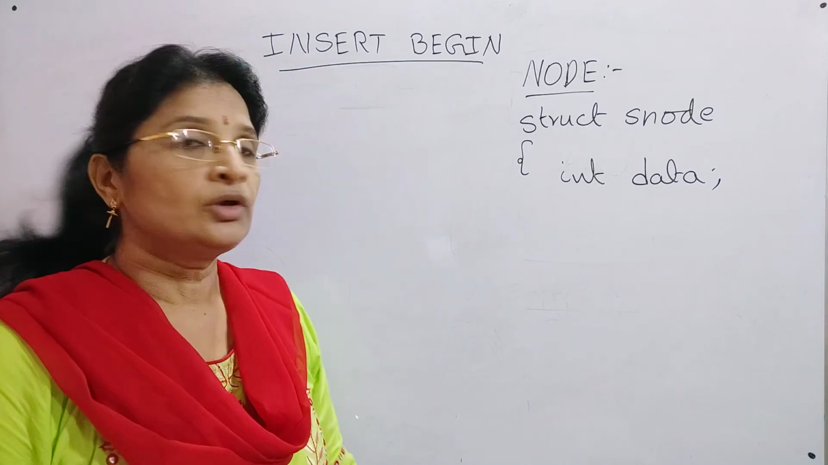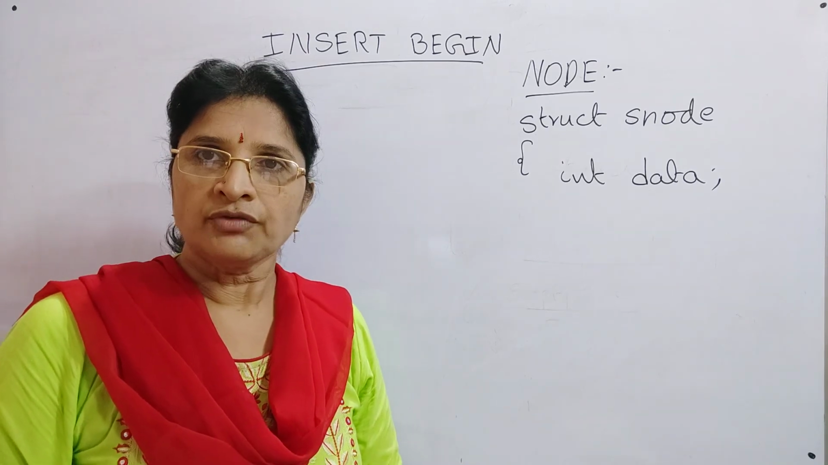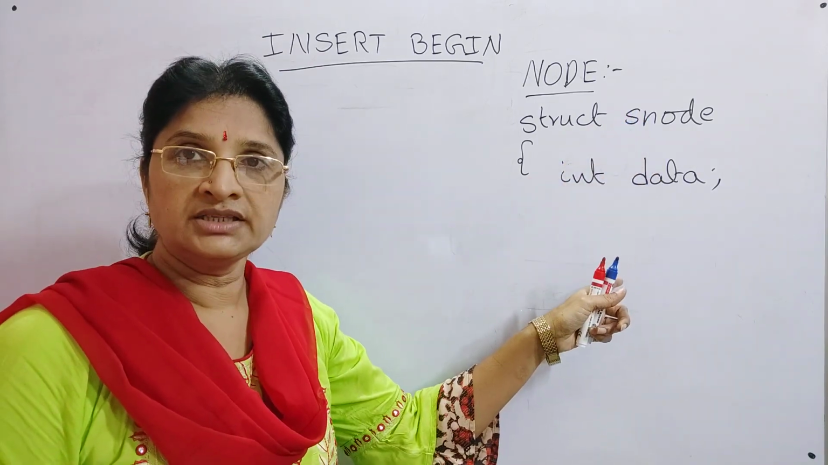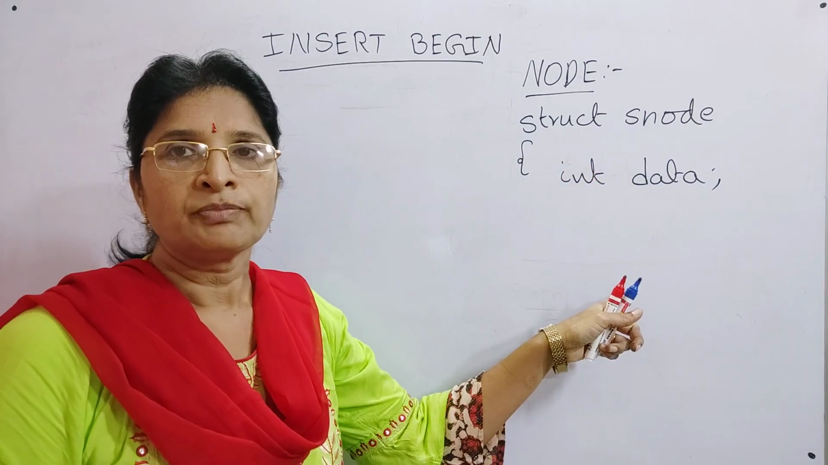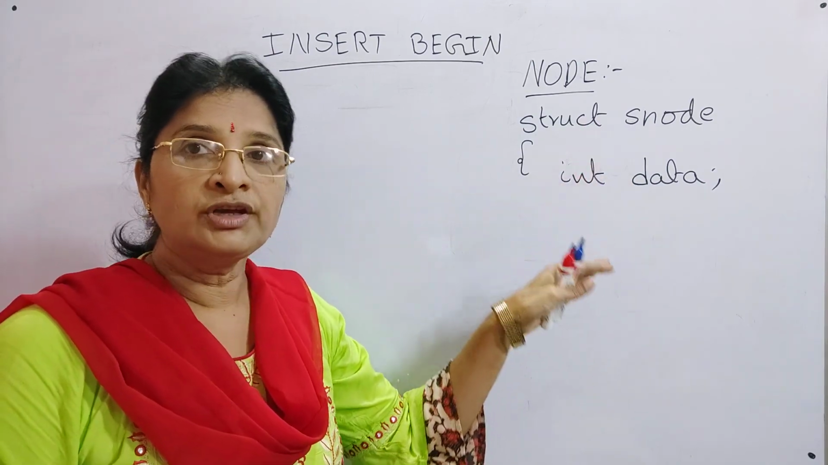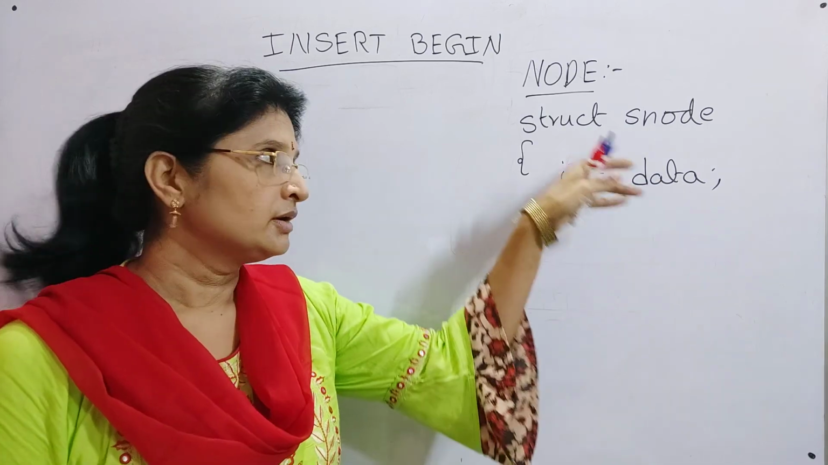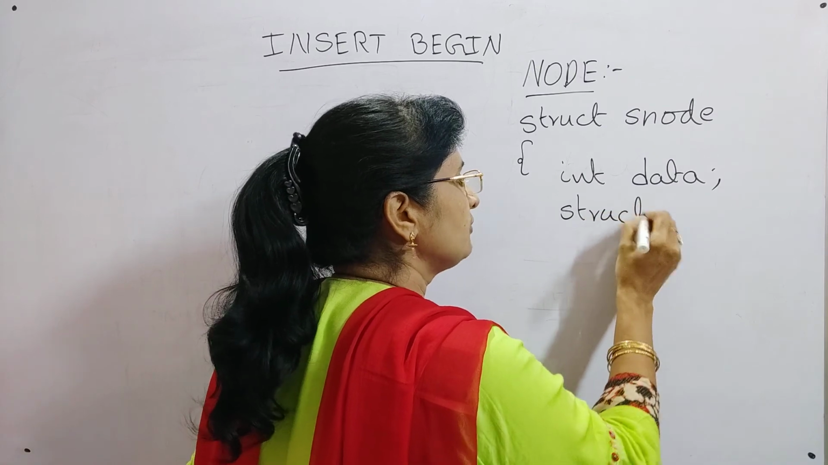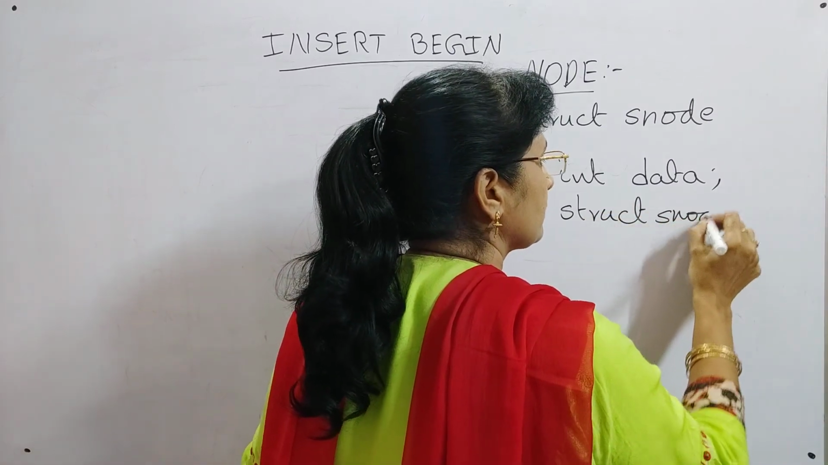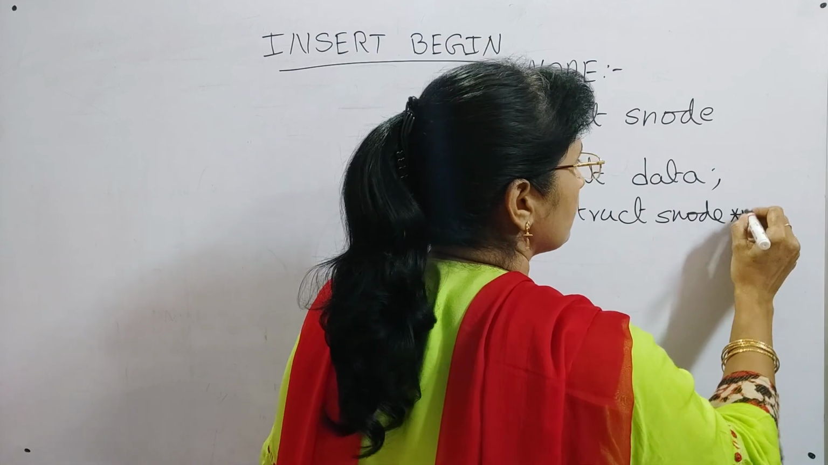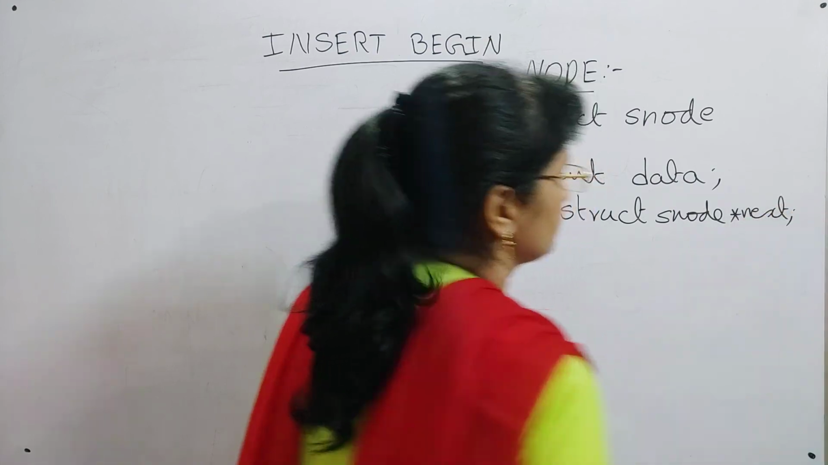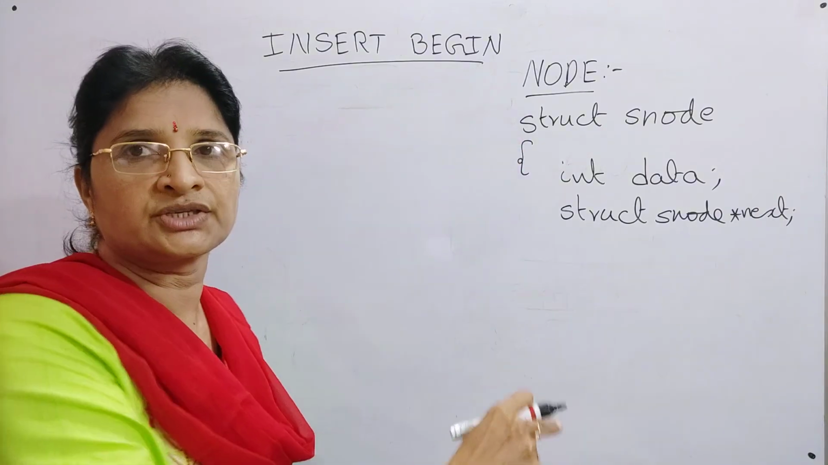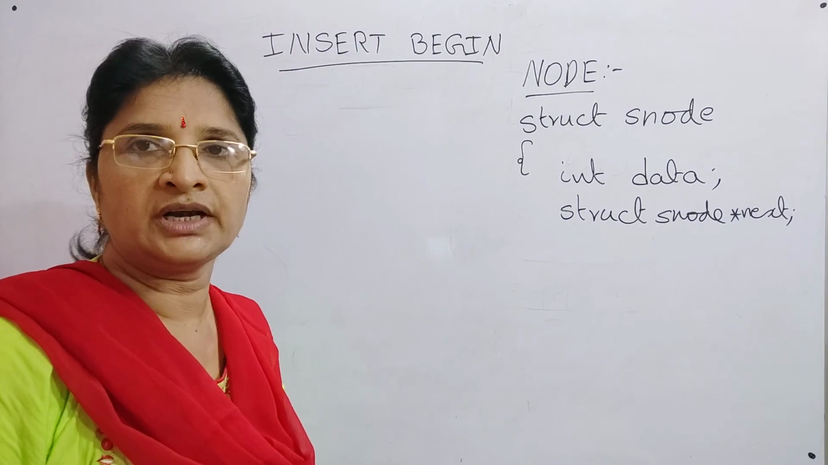And the next one is a pointer to the next node. Whenever we say a node, it is a structure variable of this particular node. So we should have a pointer that points to the same structure node. That's why we give the same structure variable, that is struct s node asterisk next. Here we are giving a structure variable of the same structure, so that's why it is called a self-referential structure.